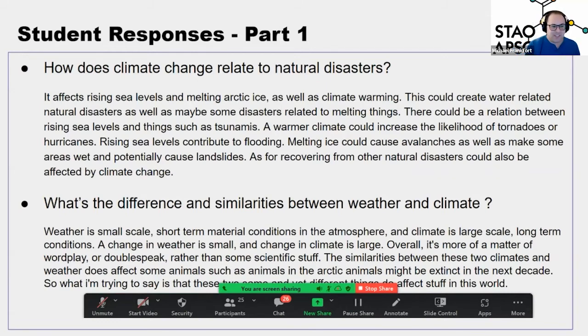Some of the differences between weather and climate, again, student answers sort of talking about atmosphere, large scale. One of the things that I liked here is the student wrote down, overall, it's more of a matter of wordplay or doublespeak rather than scientific stuff. So again, pulling in that political piece, right, that economical piece into the conversation.